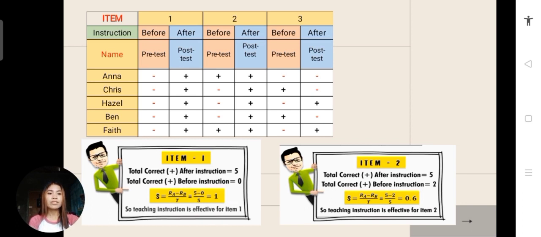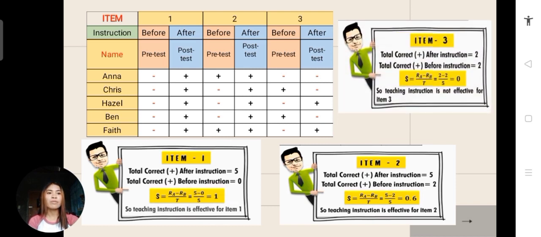Therefore, teaching instruction is effective for item 2. And in item 3, after instruction, we got 2 students who answered correctly, and before instruction, we have 2 students correct. Therefore, based on the formula, R sub A is 2 and R sub B is 2. 2 minus 2 is 0 over 5. Therefore, our teaching instruction is not effective for item 3.